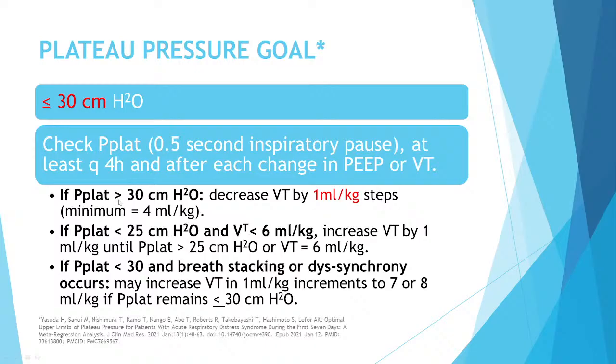If plateau pressure is more than 30 cm of water, it is more than our prescribed normal. So we decrease the VT by 1 ml per kg, keeping in mind that the minimum we can go is 4 ml per kg. If plateau pressure is less than 25 cm and VT is less than 6 ml per kg, even if the patient does not have any problems, you will still increase the VT by 1 ml per kg until the plateau pressure is more than 25.